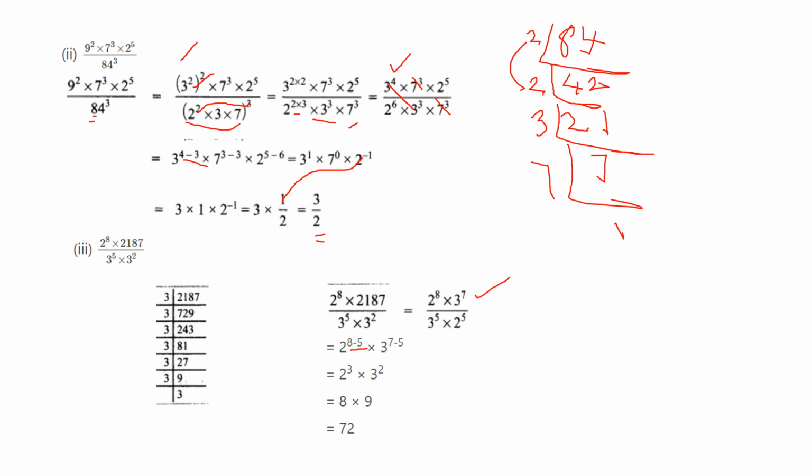Directly cancel means how will you do? So 8 and here fully cancel, here 8 only you cancel. So remaining here 3. Here 3 to the power 5 fully cancels, here only you cancel this 7 and you put 2. So 2 cube into 3 squared we get. So 2 cube means 8, 3 squared means 9. So 8 into 9, 72.